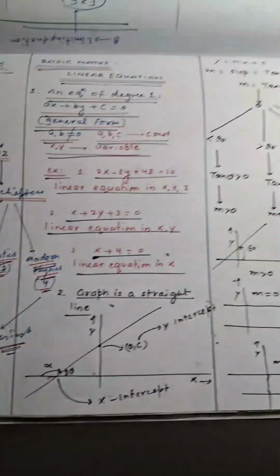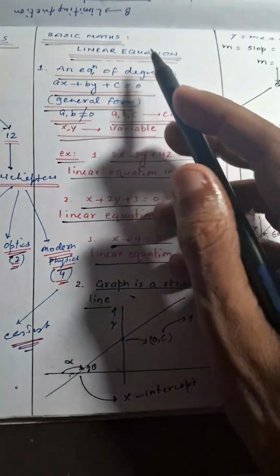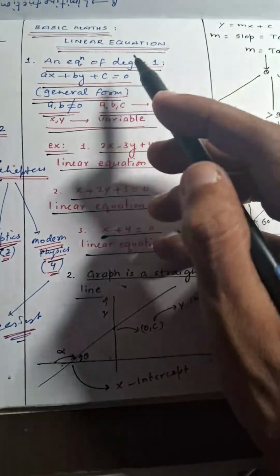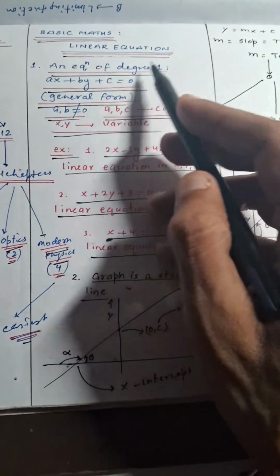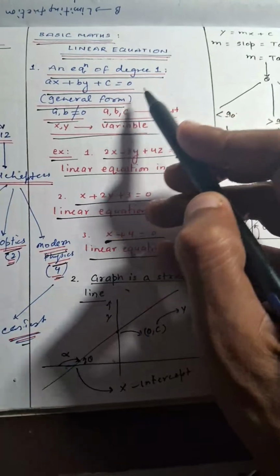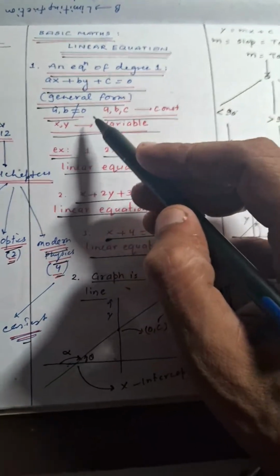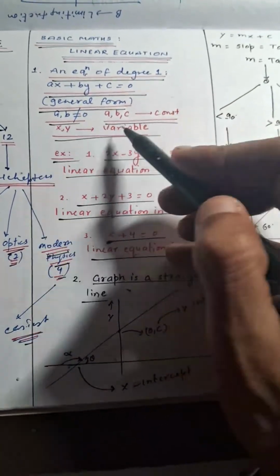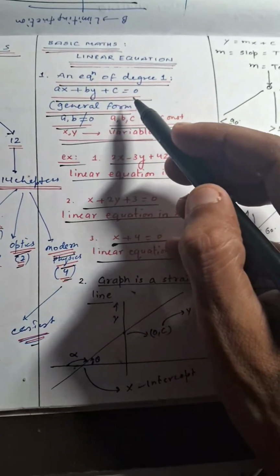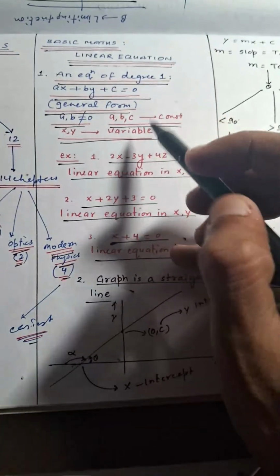Now let's discuss one of the topics of basic maths, which is linear equation. So most of linear equation you must have done in class 10. So it's just a sort of quick review of that. So the first thing here is an equation of degree 1, which is of the general form ax plus by plus c is equal to 0, where a, b are not equal to 0 and a, b, c are constants and x, y are variables. So any equation of this form is called a linear equation in x and y.